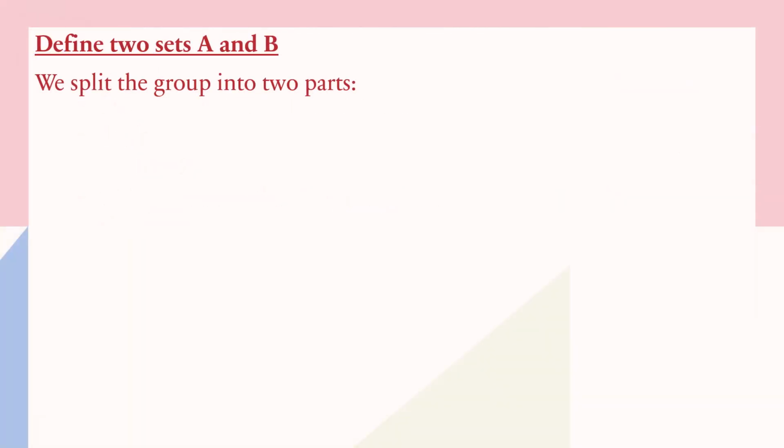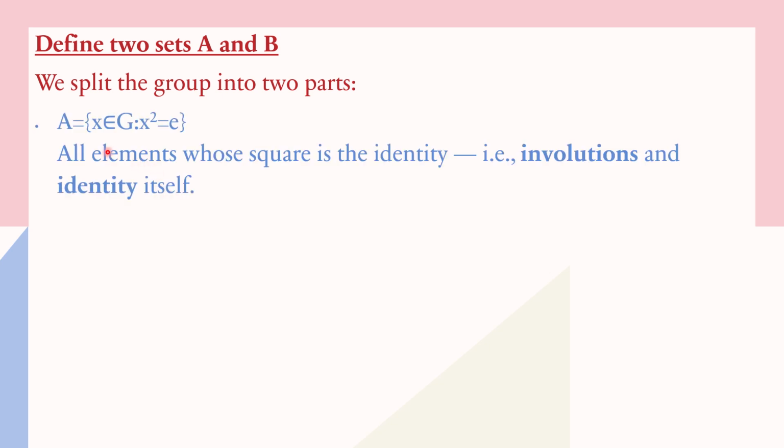Now the next step, define two sets A and B. We split the group into two parts. So we take the group G, and we are splitting it into A and B. Okay, now what does A contain? A is equal to X, an element of G, which is obviously in A because A is the set which is splitting from G. So X element of G, that is X square is equal to E. Now what is X square is equal to E? This is the representation of an involution.